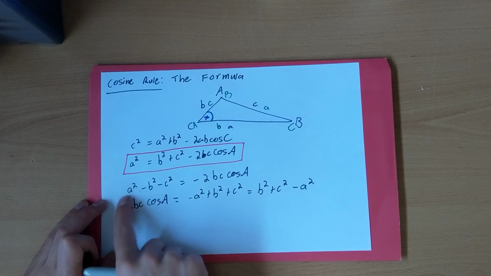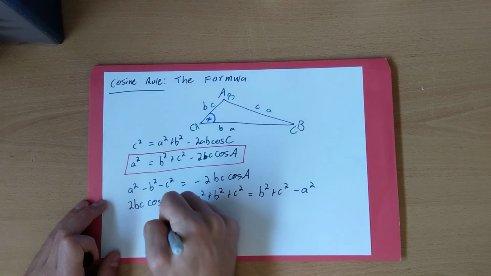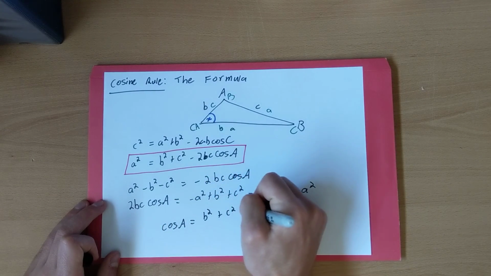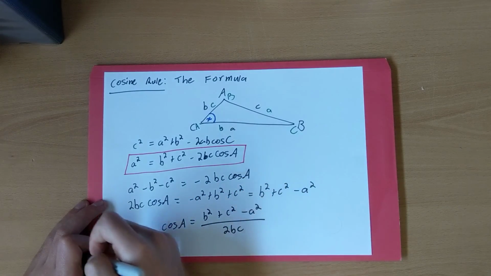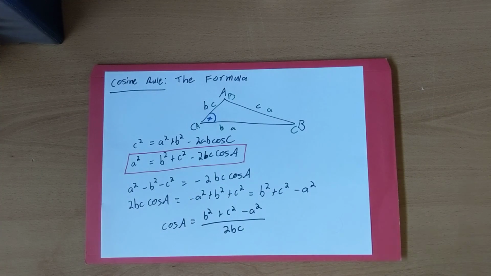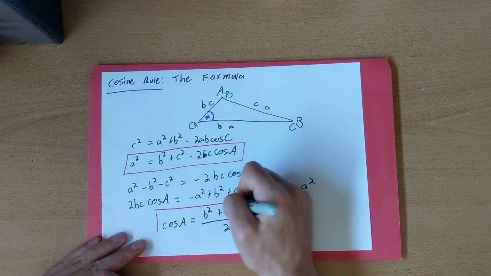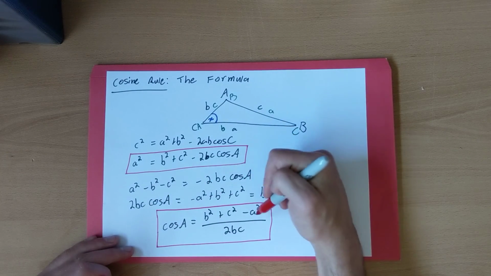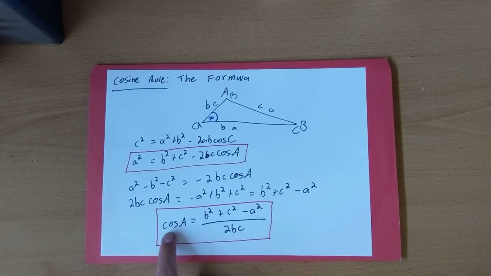Now let's get rid of this 2bc by dividing both sides by 2bc. So I get that cos A equals b squared plus c squared, minus a squared, divided by 2bc. And that is our other important result or formula. It's also on your formula sheet. And in the next video, we're going to look at two examples, one using this formula and one using that one. Remembering that when we use this formula, we are going to find an angle, of course, by using the inverse cosine.